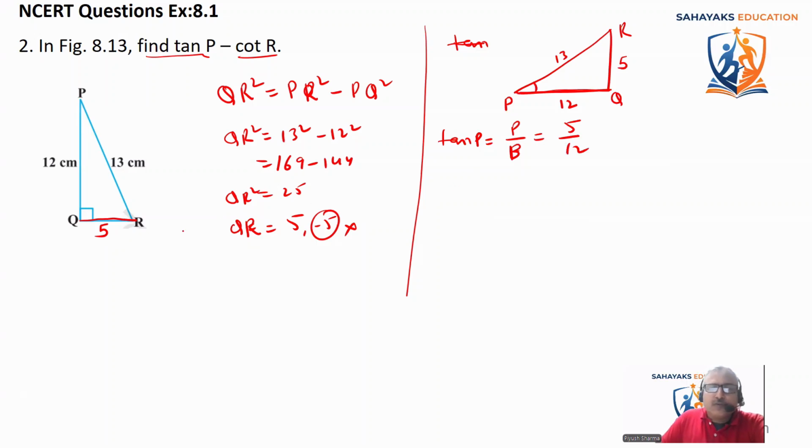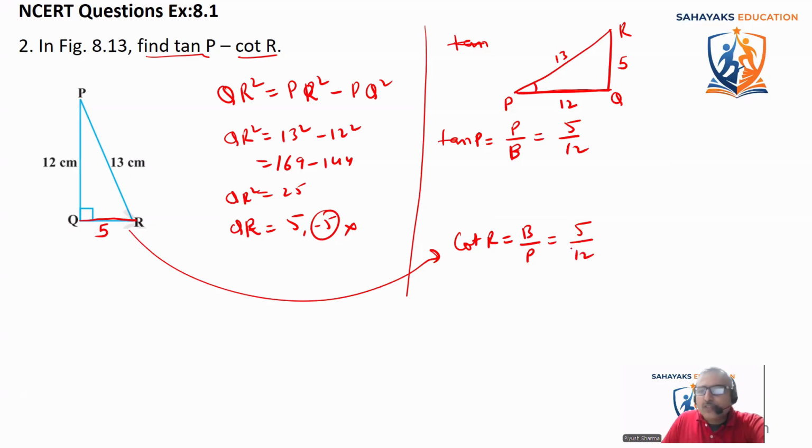Now from here we have to find out what is cot R. So cot R is base divided by perpendicular. So base is 5 divided by perpendicular 12. So we have to find tan P minus cot R. So tan P is 5 by 12 minus 5 by 12, and that comes out to be 0.